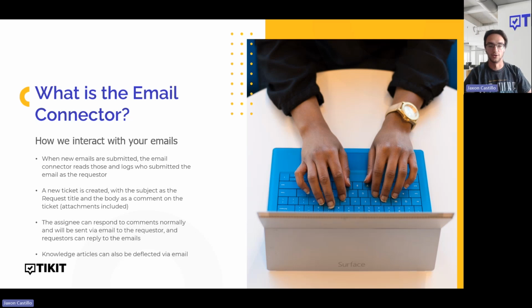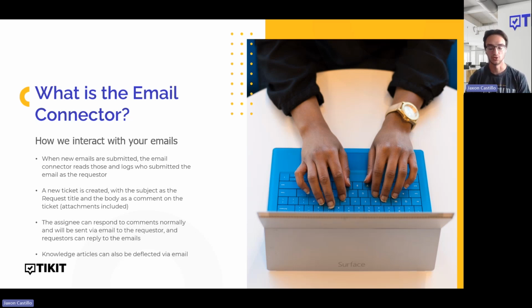Whenever a new ticket is created, whatever you have in the subject line will be the title of your request. So if you have an email with the subject "my printer isn't working," that's going to be the title of the request. Anything that you include in the body of the email will be added as a comment. Any attachments included in the email will also be attached to the ticket automatically.